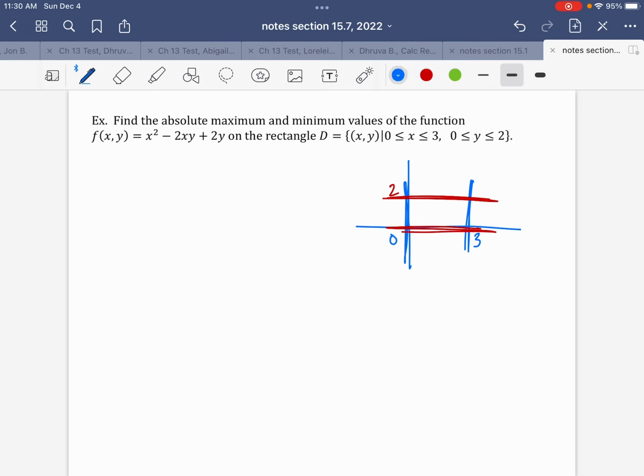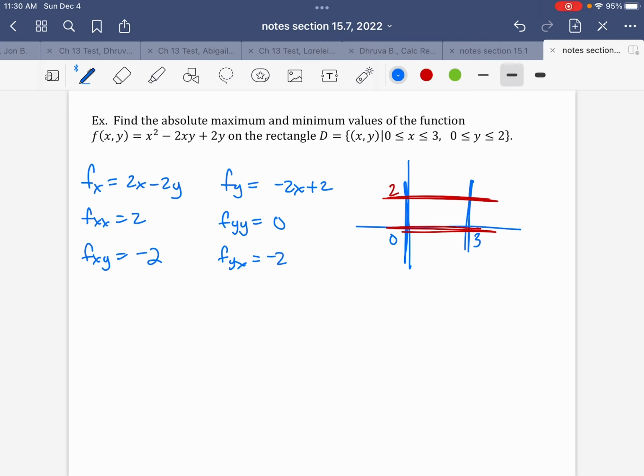First you go and do your derivatives, your partial derivatives. You get fx = 2x minus 2y, and fxx will be 2. Fy will be negative 2x plus 2, and fyy will be 0. And over here, fxy will be negative 2. And over here, if you did fyx, you'd also get negative 2, and they're supposed to match.